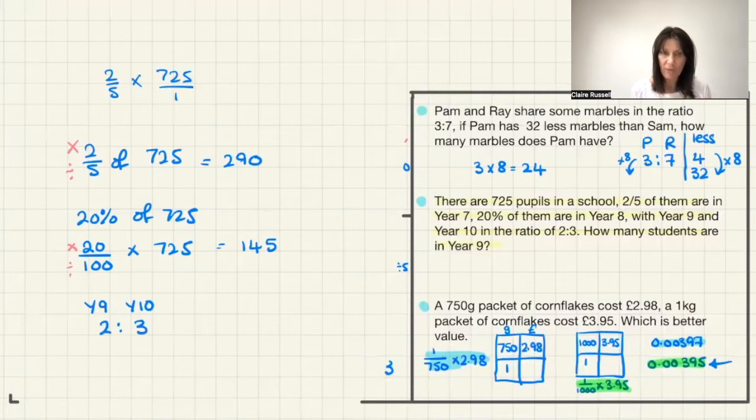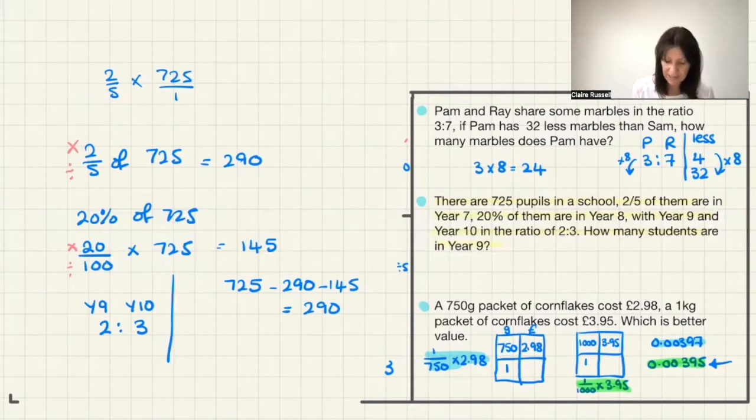So I can't really keep going now unless I know how many are left. So I'm going to take the total, 725, take off year 7 and year 8, and that is going to give me 290. So the total number of pupils in year 9 and year 10 are 290. So this is a total column. The ratio totals to 5. I've got 290 in the question. What do I times 5 by to get to 290? And it's 58. So I do the same this side.